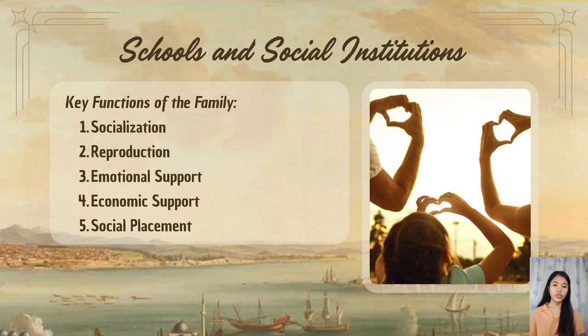Fifth is social placement. A person's social class, religion, and identity are often influenced by the family they are born into. Through these roles, the family not only helps individuals grow, but also contributes to keeping society stable and organized.